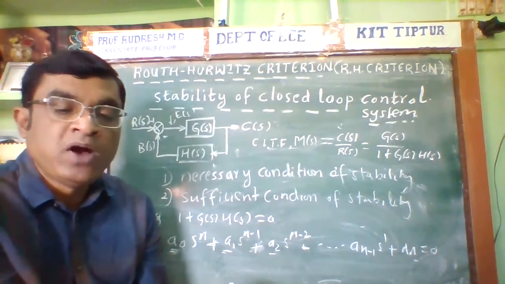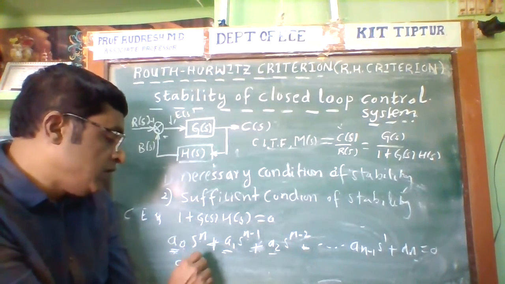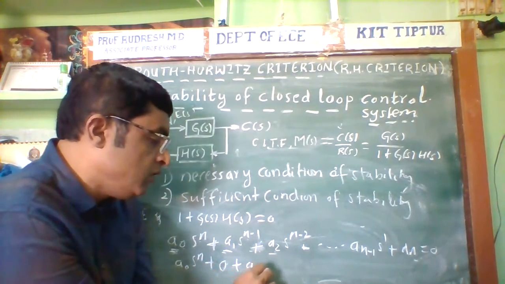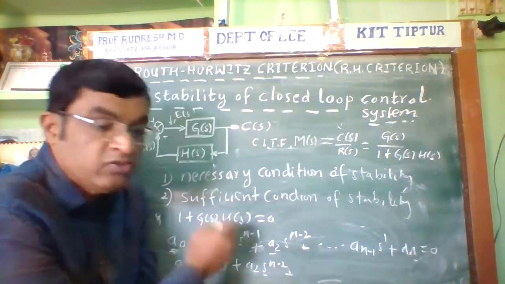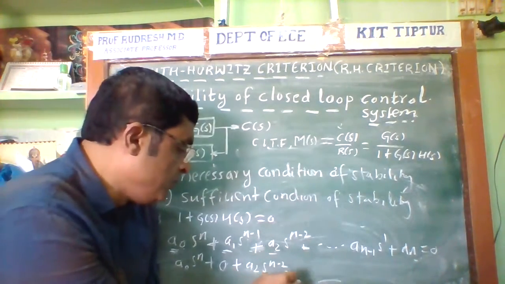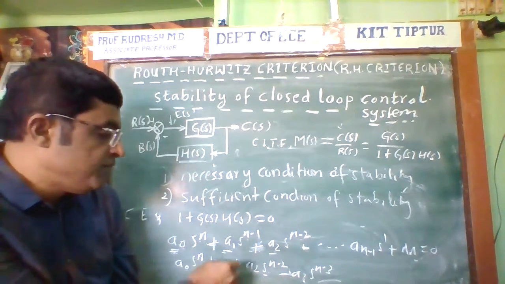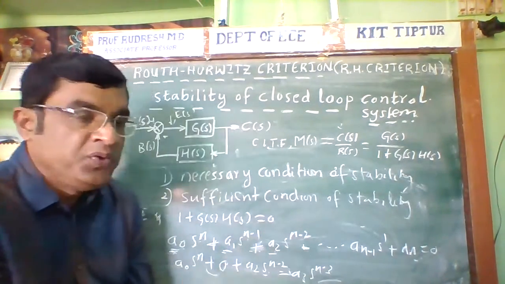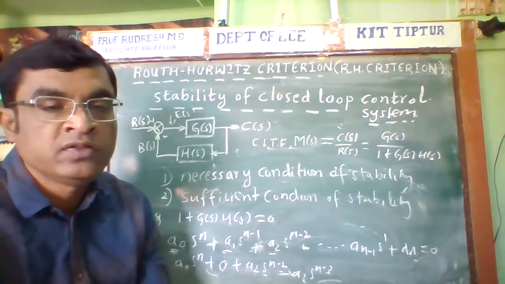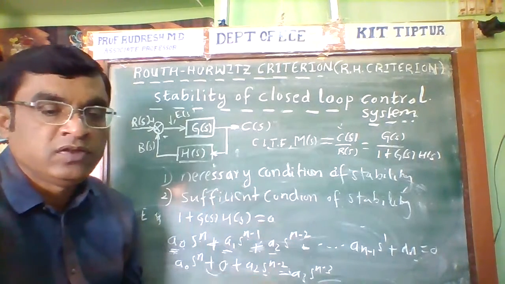Now if a0 into s power n, plus a1 term is absent, that is zero, plus a2 into s power n minus 2, or minus a3 into s power n minus 3, then the condition is not satisfied. If any of the coefficients are zero or negative, then the system is unstable. It can be concluded that the system is not stable.